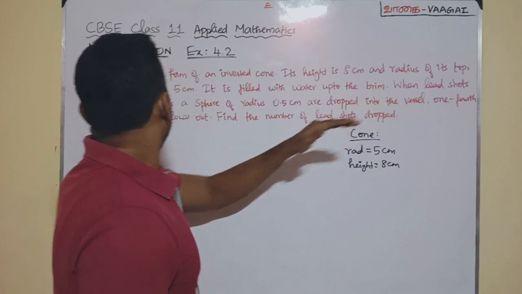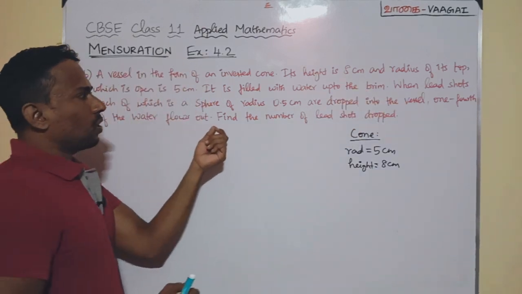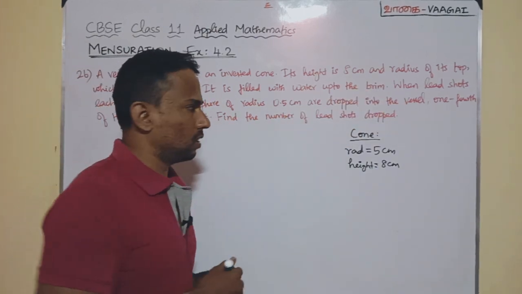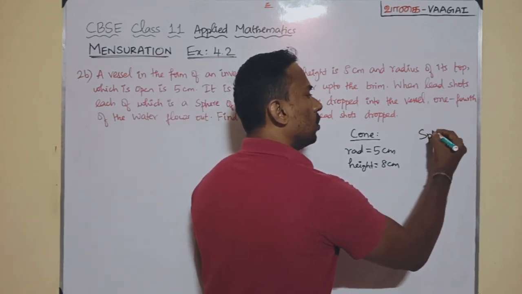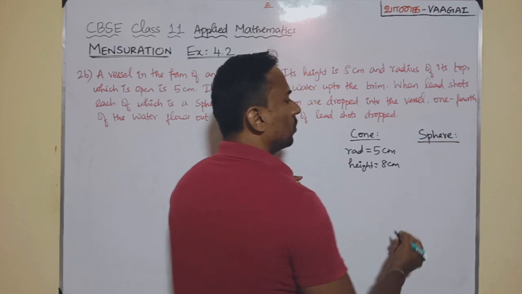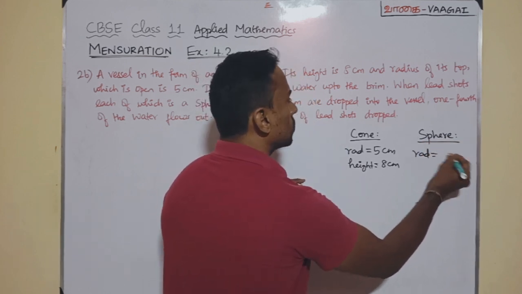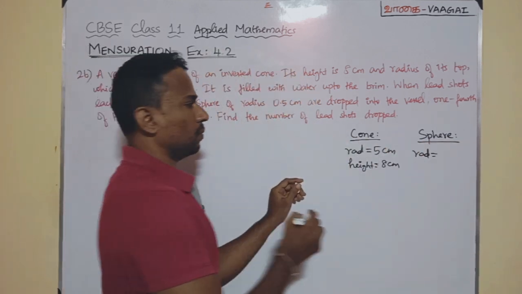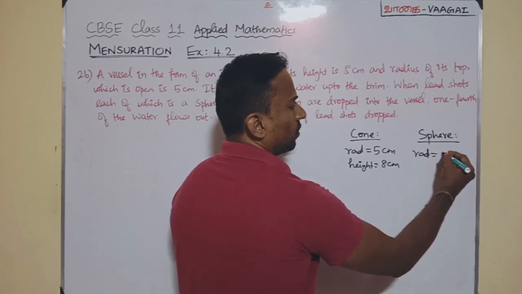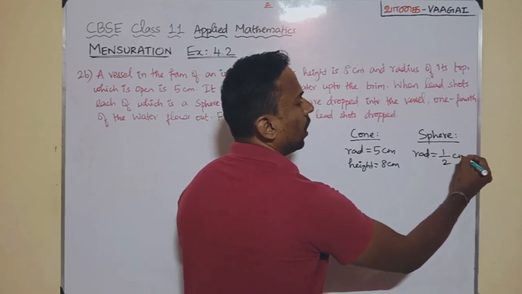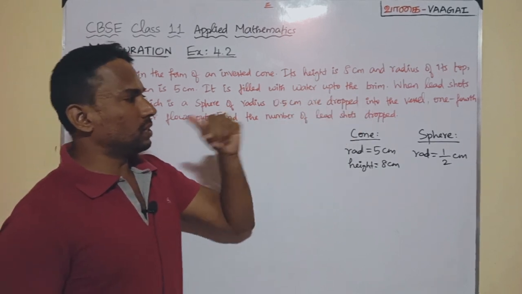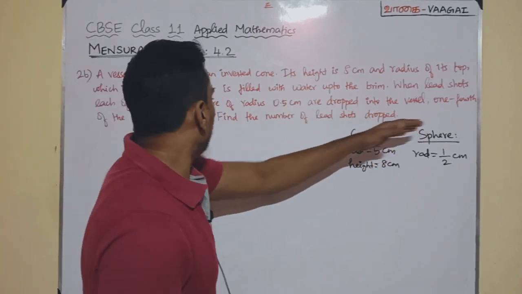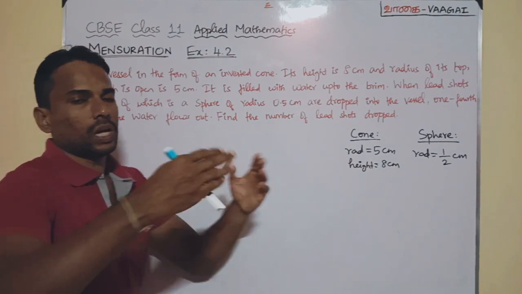When lead shots, each of which is a sphere of radius 0.5 centimeter. Now they are just putting some lead shots inside. Now that is going to be sphere shape. Now for the sphere, the radius is going to be how much? It's going to be 0.5 centimeter. Okay, so 0.5 centimeter means we'll take it to be half a centimeter. Okay, yes, are dropped into the vessel, then what happens is 1/4 of the water flows out.